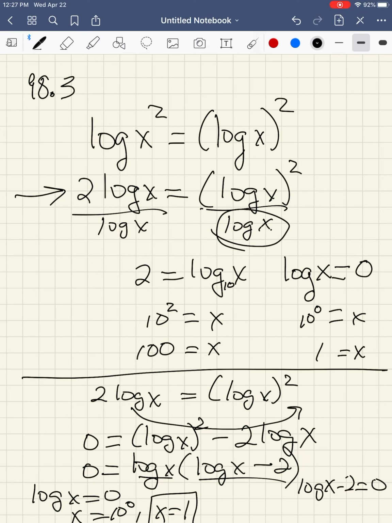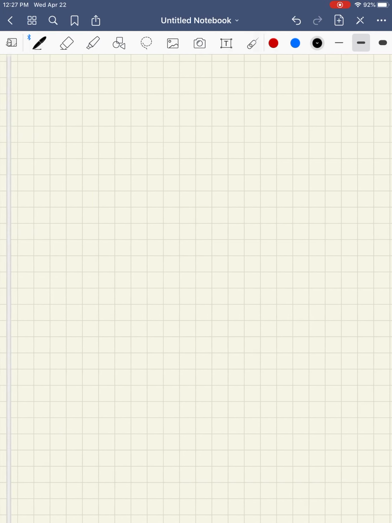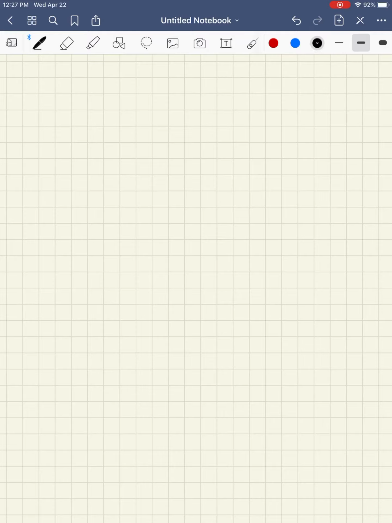And this, I said this will be log of x equals 2, which will be x equals 10 to the second, or x equals 100. So we get the two solutions without having to remember to go back and set what we divided by equal to 0 because of a lost solution. So this is the method. The second method is the one that I prefer that you use, but you can use either one. If you forget about the solution, I'm not going to give you partial credit.